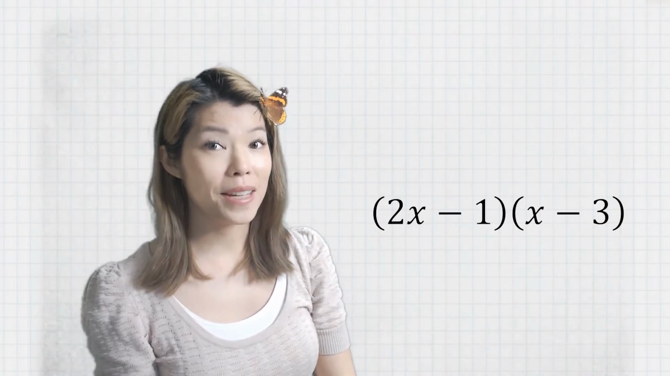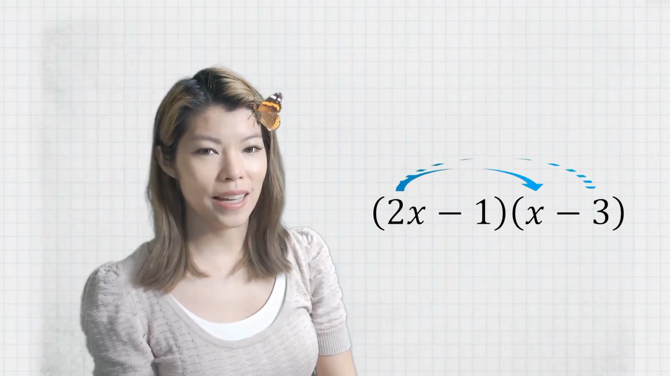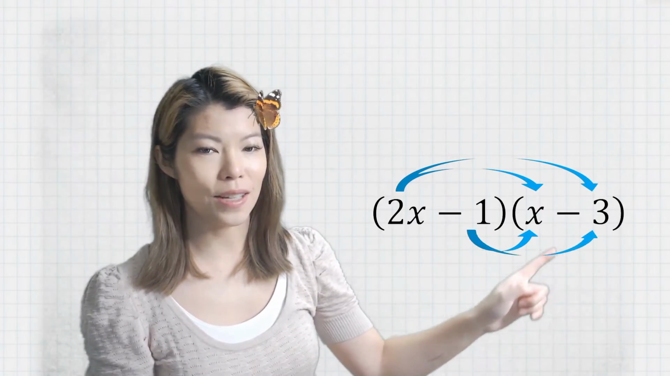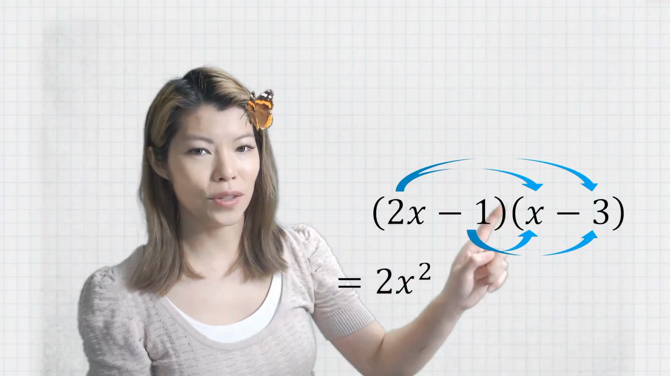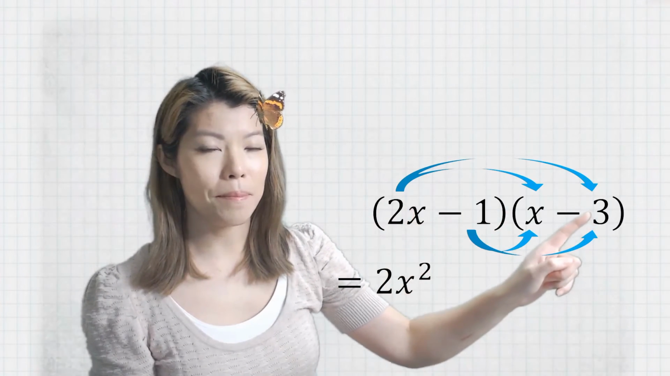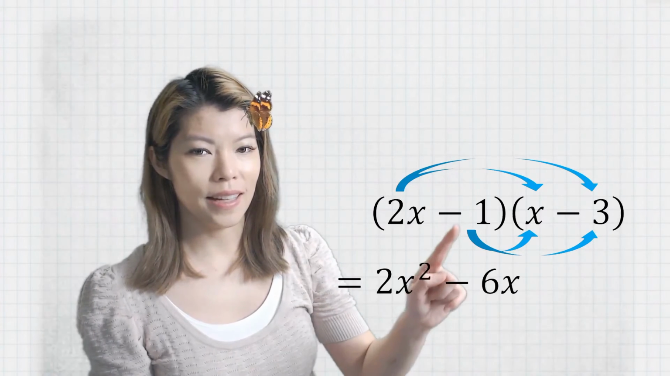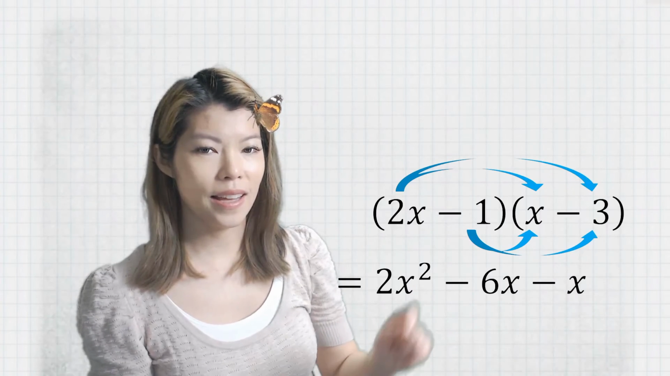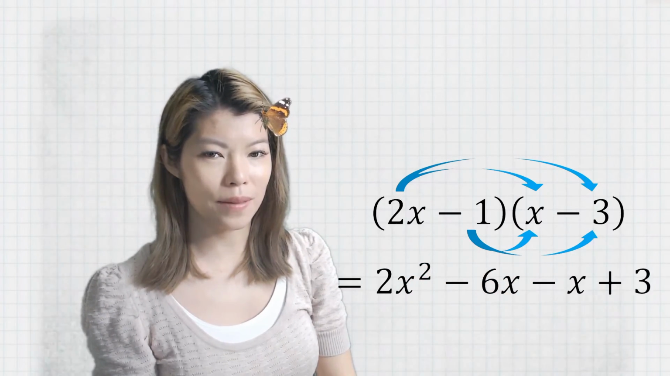Let's do another double bracket. Now remember the order. So it's the first, then the outside two terms, then the inside, and then the last term. So there's 4. So 2x squared is the first term. Then 2x times minus 3 is minus 6x. Then the inside term, minus 1 times x is minus x. And the last, minus 1 times minus 3 is positive 3.